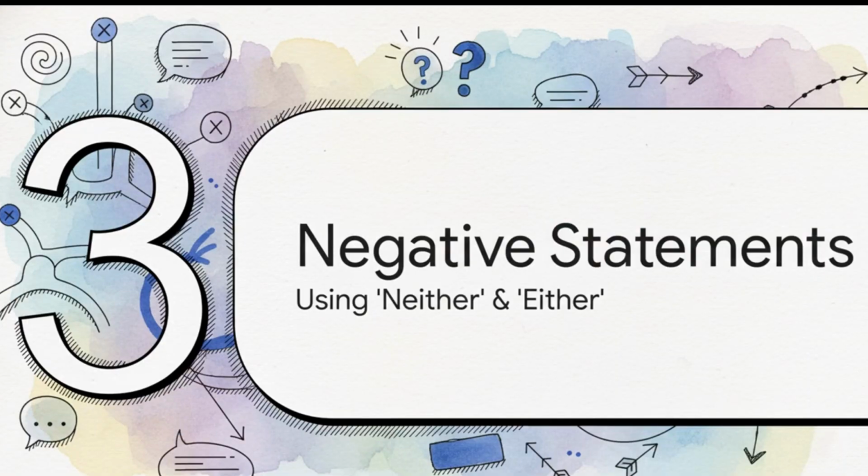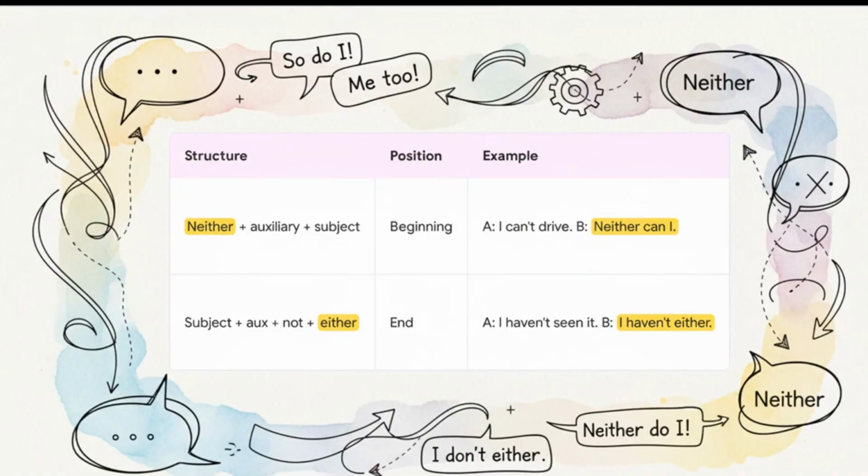Now let's flip it and look at how to agree with negative statements. When someone says something with a not in it, like, I don't like that or I can't go. And you're going to see the pattern here is pretty much the same. Neither starts the sentence and does that same verb-subject flip. Neither can I. And either, well, it just tags along at the end of a regular negative sentence. I haven't either. Simple, right?